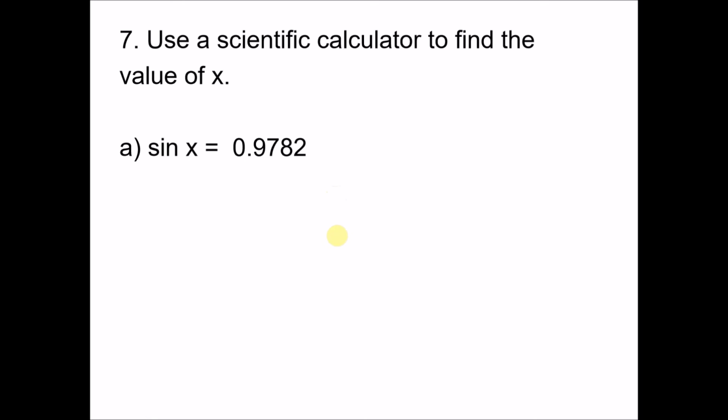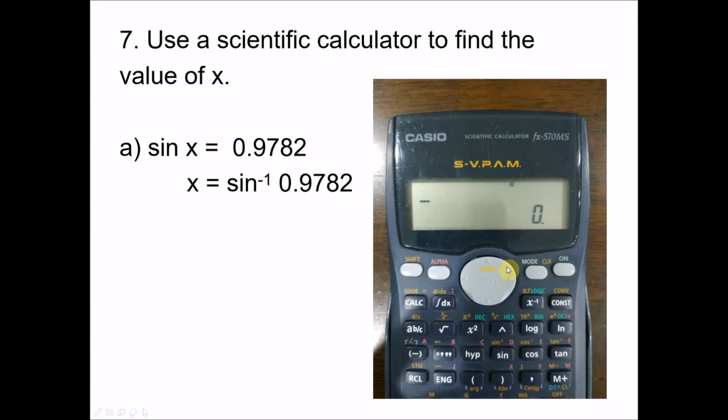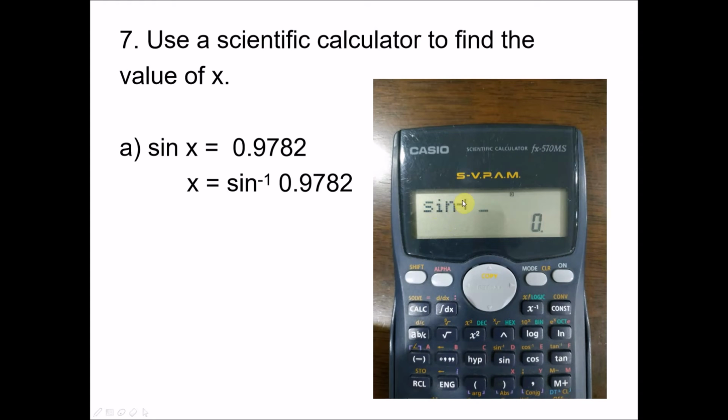Question 7. Use a scientific calculator to find the value of x. So now you are given the sine of an angle x here equals this. To find the angle here, you need to use sine inverse. So x equals sine inverse of this value. You just need to key in this in your calculator. So how to key in this? First, you press the shift button once, and then you press sine once, so that you have sine inverse.